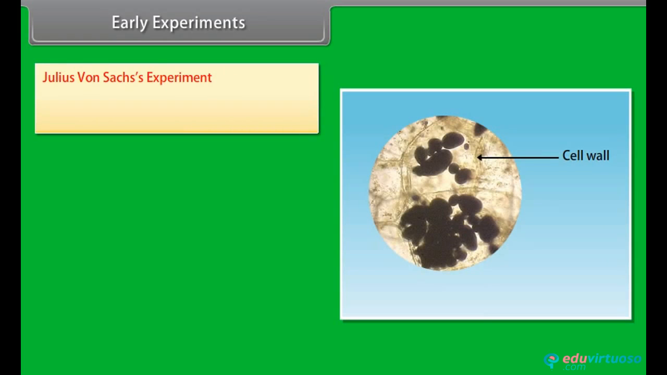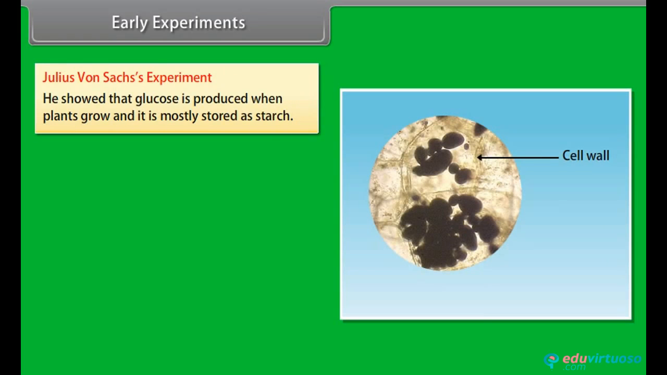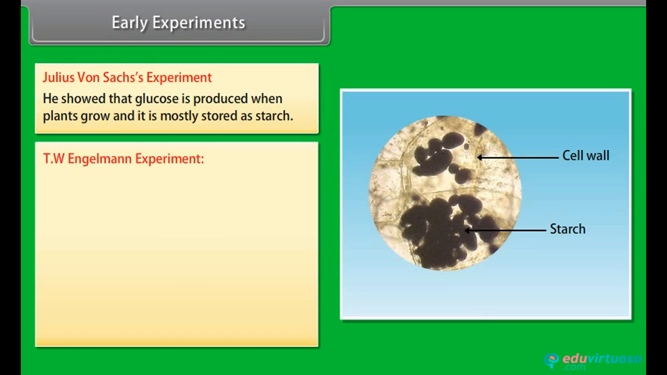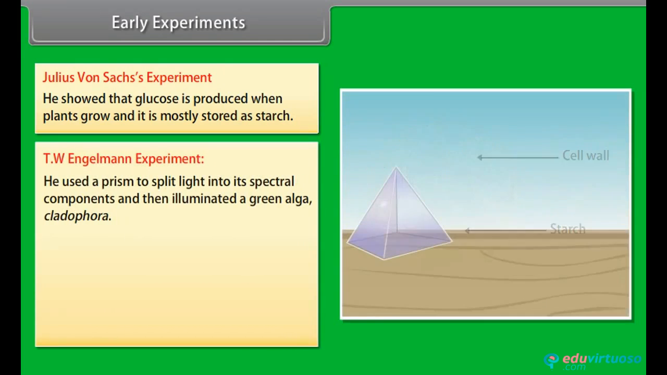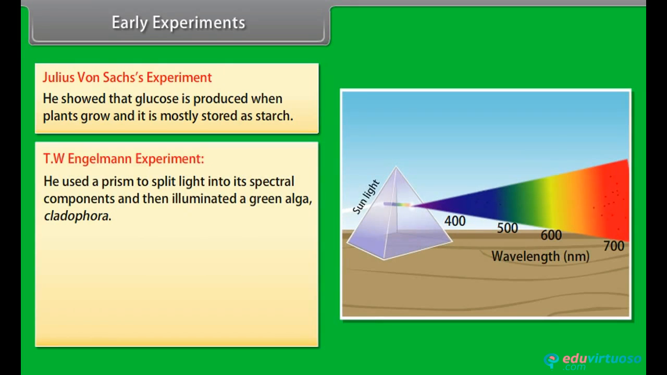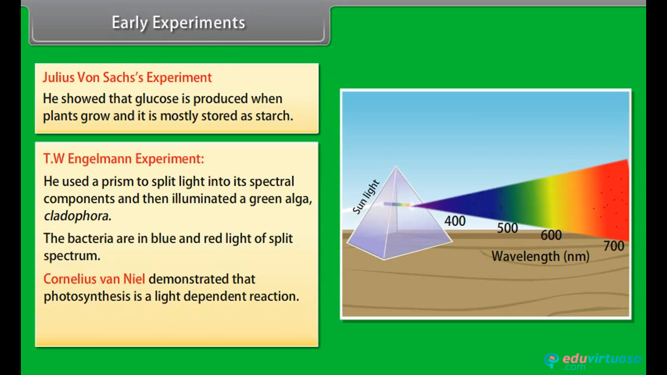Early experiments. Julius von Sachs experiment. He showed that glucose is produced when plants grow and it is mostly stored as starch. T.W. Engelmann experiment. He used a prism to split light into its spectral components and then illuminated a green alga, Cladophora. The bacteria gathered in the blue and red light of the split spectrum. Cornelius van Niel demonstrated that photosynthesis is a light-dependent reaction.